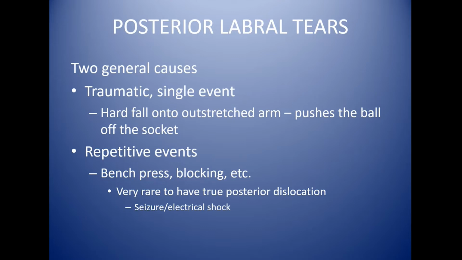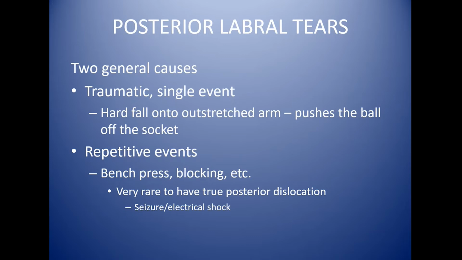And again, sometimes sports like football, where you're blocking somebody and you're constantly hitting them, or you're doing that in practice, that can cause it as well. Unlike dislocations in the front, it's really hard to actually pop the ball out of the back of the shoulder because of how big the musculature is in the back of your shoulder. So very, very difficult. Rarely see that. It's things like where people have seizures or have electric shock injuries, things like that.